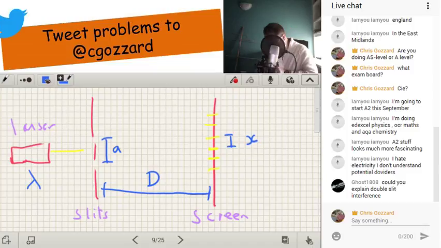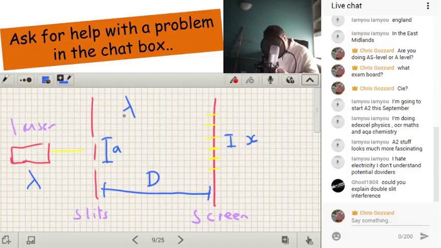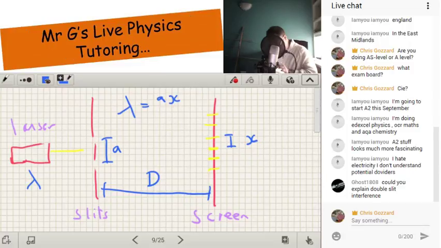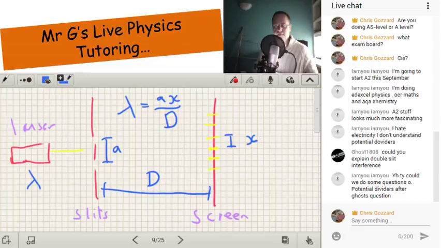Okay, so the equation for this is lambda equals A x over D, like that.